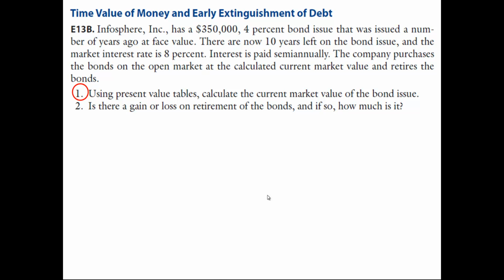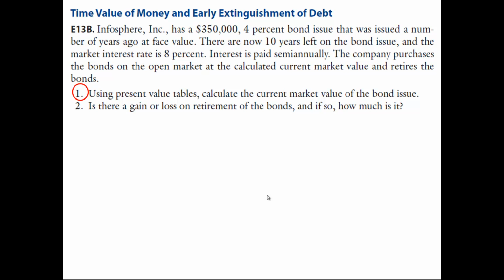In this example, we are looking at the time value of money and the early extinguishment of debt. We have Infosphere Inc., and they have a $350,000 4% bond issue that was issued a number of years ago at face value. There are now 10 years left on the bond issue, and the market interest rate is 8%.